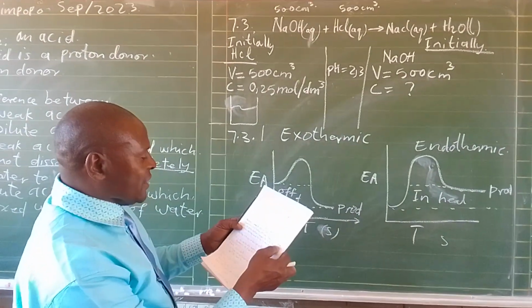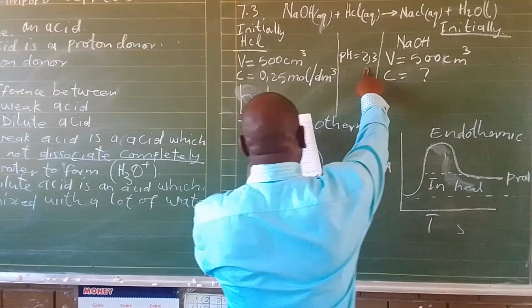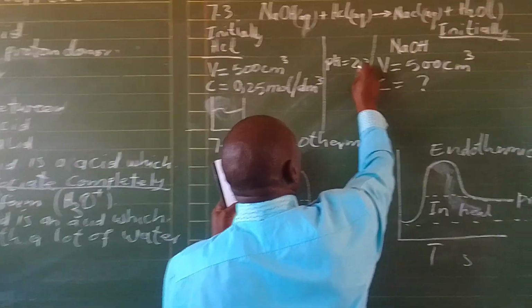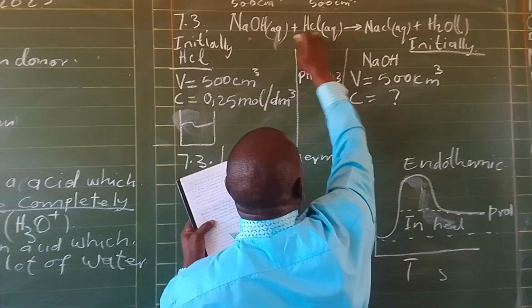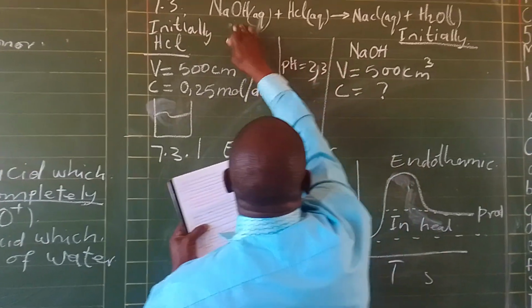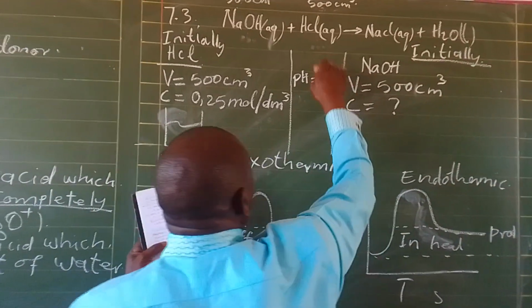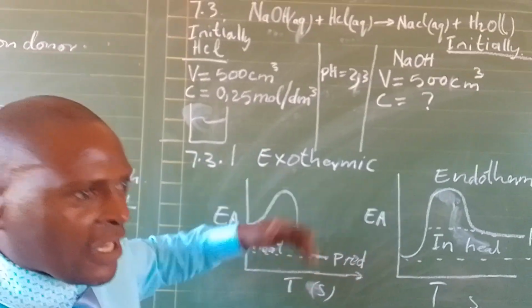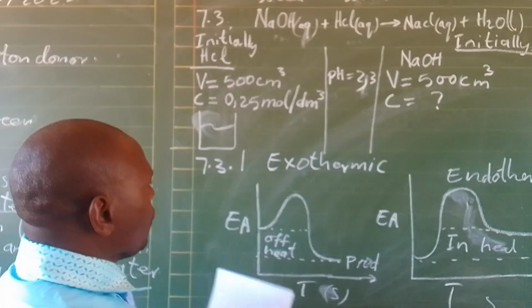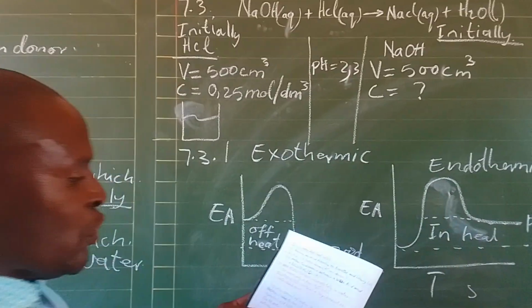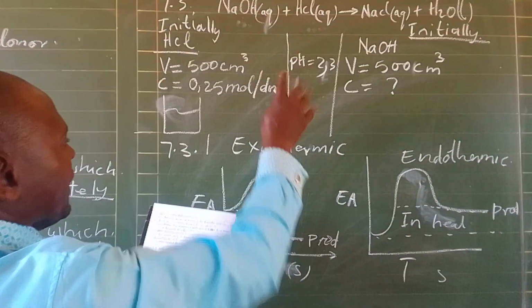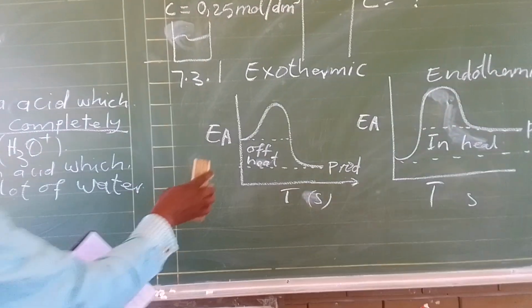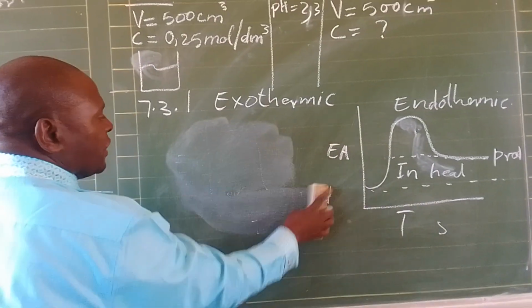The temperature rises and the pH of the solution is 2.3. After everything has been, remember this is base, this is acid. When you combine the base and the acid, the reaction is exothermic. The heat is given off. Now, this is what I was trying to explain to you. Then the reaction is like that. I believe that now you understand the difference between the endothermic and the exothermic reaction.